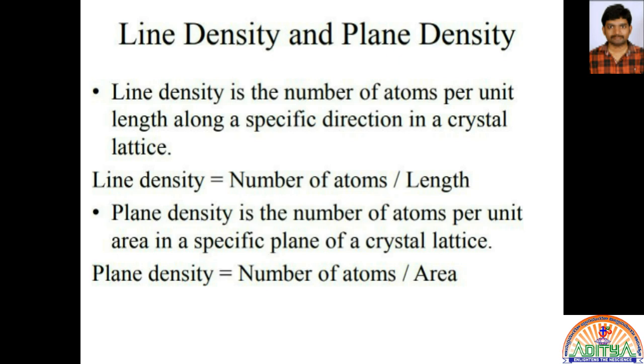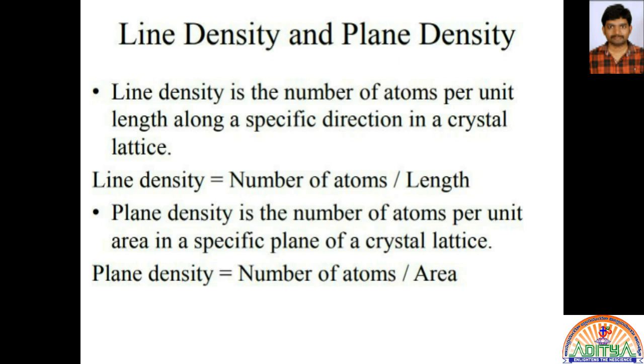So the main importance of line density is in understanding the properties of materials such as their strength and electrical conductivity. So this is the main important thing regarding the line density. So we can consider examples of any structure. I am considering FCC. Suppose if you consider FCC structure, the line density along this direction, if we consider the 100 direction, is 1 atom per unit length. So that is the line density concept.